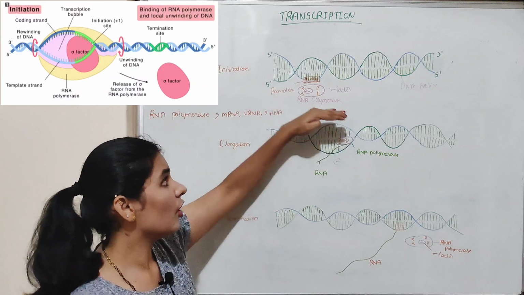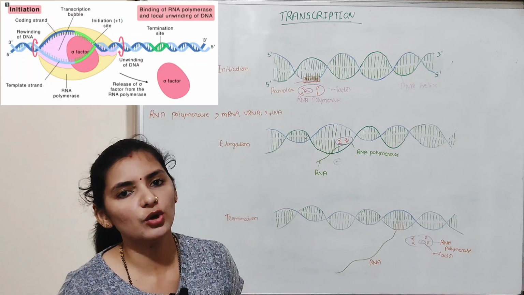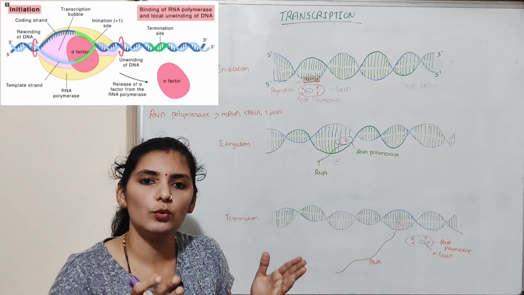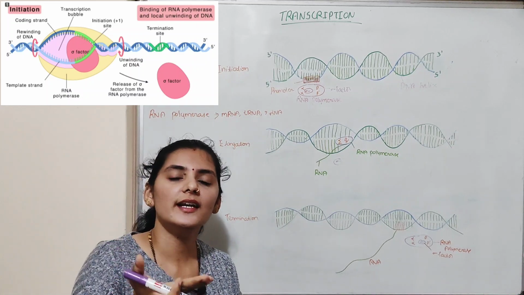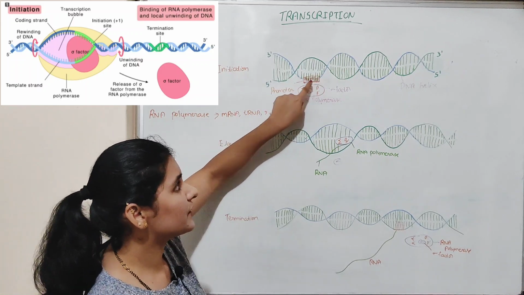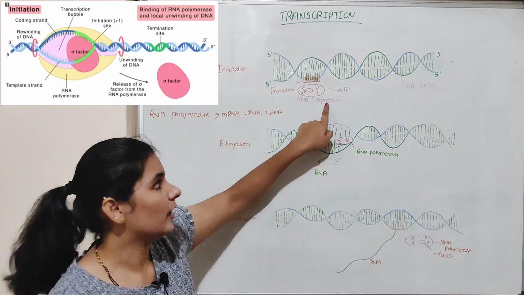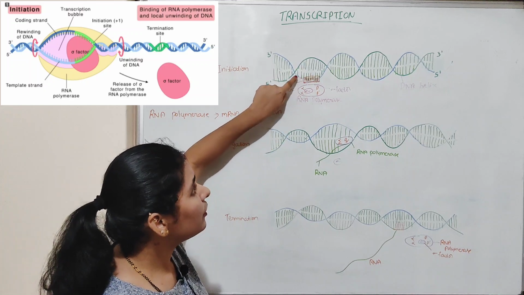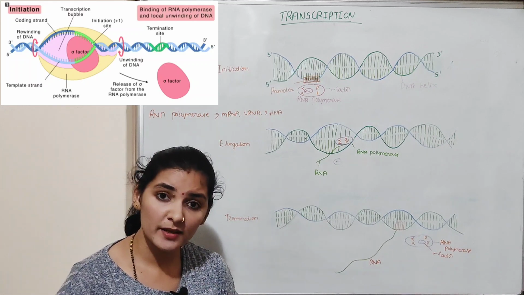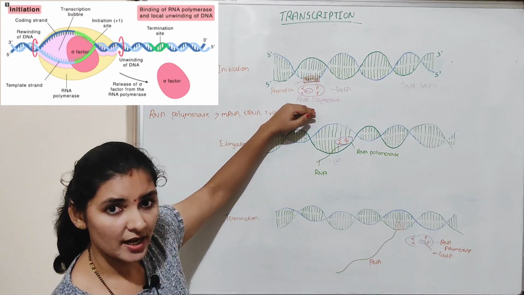Once the RNA polymerase is bound to the promoter site, it catalyzes the unwinding of the DNA double helix. So the DNA double helix at this part starts to unwind or separate, which provides a free DNA template strand for the addition of ribonucleotides. Once the free DNA template strand is formed, RNA polymerase catalyzes the addition of ribonucleotides. The ribonucleotides are added to this free DNA template strand based on complementarity.